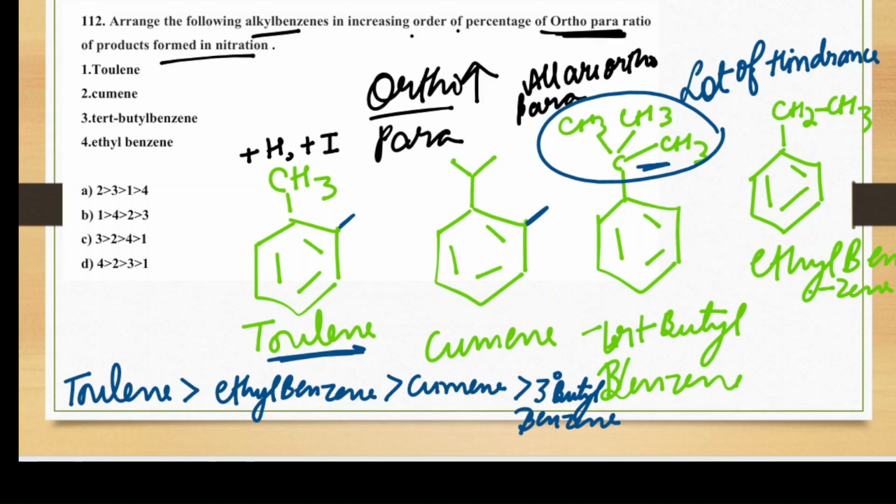So the correct answer, you can match it with the options. This becomes option number 1. Toluene is the first, ethyl benzene is the fourth, cumene is the second, and tertiary butyl benzene is the third. So 1, 4, 2 and 3 is going to be the correct answer to this one.